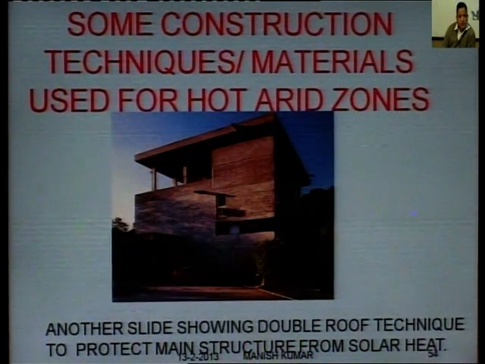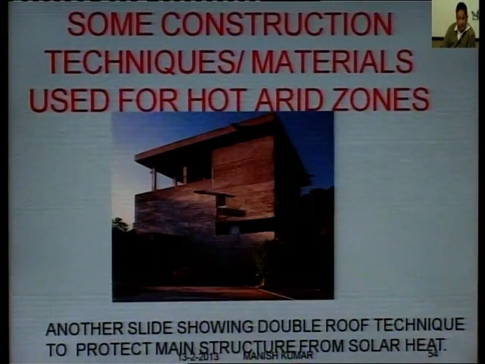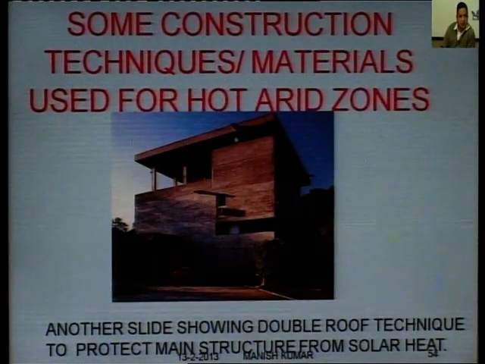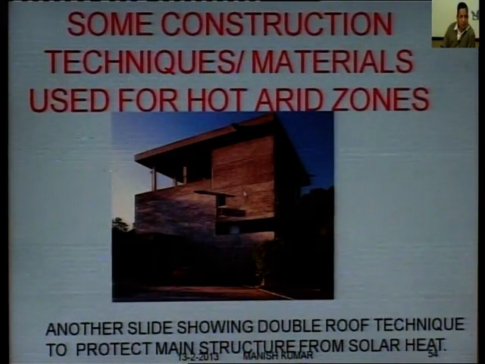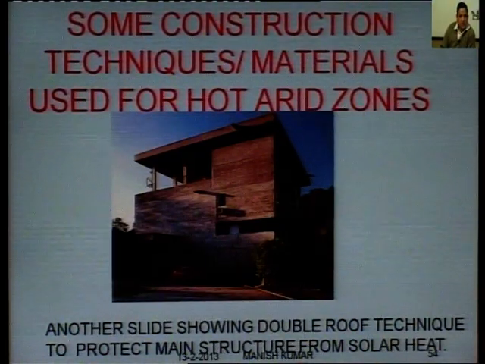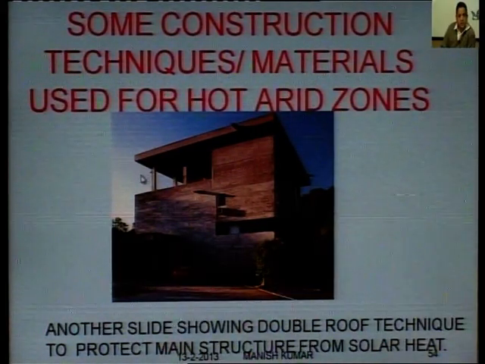Another slide showing double roof technique to protect the main structure from solar heat. This is also another example. Here this is a massive roof with projections, overhang. This will also protect this lower building from solar heat and radiations. We can see there are a lot of gaps for free movement of air so that heat can be released back into the atmosphere during nights.